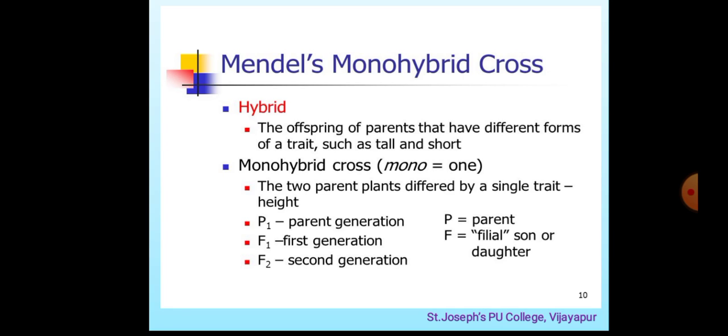When you come across the monohybrid cross, it's a cross made between two parents. One is a tall plant, one more is a short plant. Here we can understand the trait is height, differing in only one pair of a contrasting character. So mono, as the name indicates, means one.